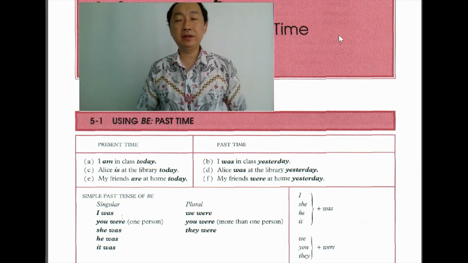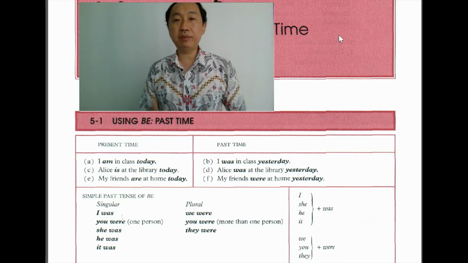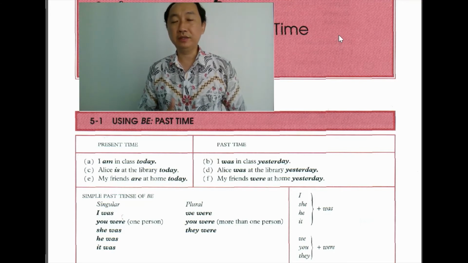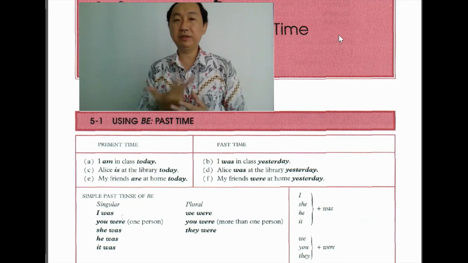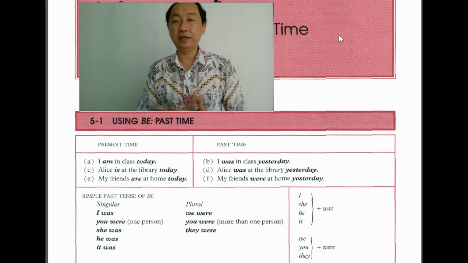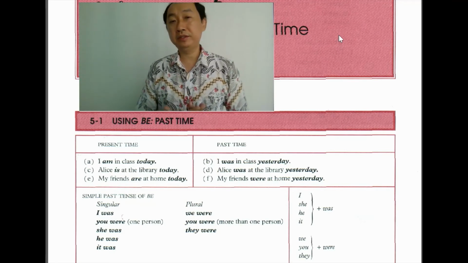And the thing that we are learning on this page is about to be. So remember, I repeat again, to be is a helping verb. Many friends of mine forgot or don't know when to use to be. To be is used when there are three conditions: noun and noun, noun and adjective, noun and prepositions.